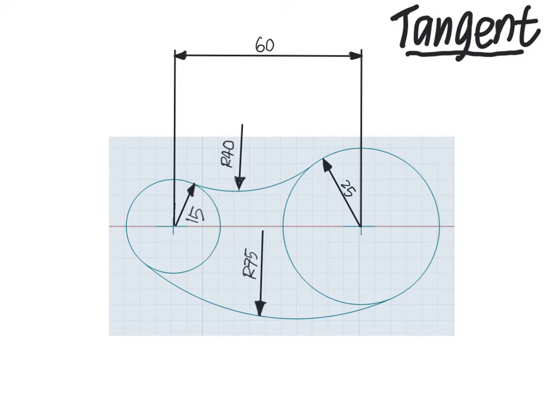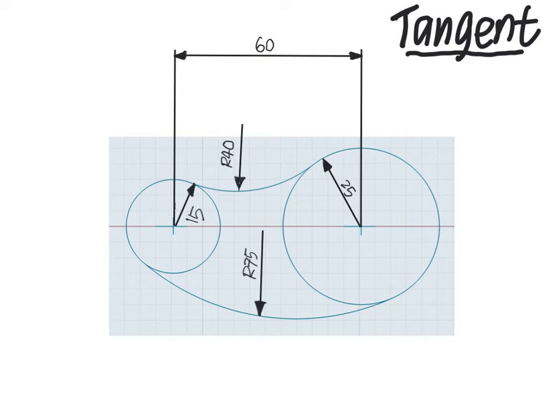So we have two main circles here with 15 mm radius on the left side, and also 25 mm radius on the right side. Both circles are in line with the distance 60.